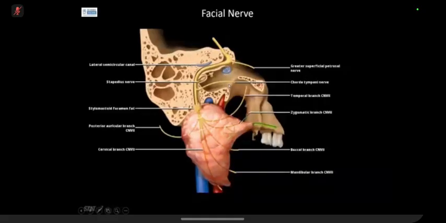Sir, the chorda tympani nerve supplies anterior two-thirds of the tongue taste receptors.